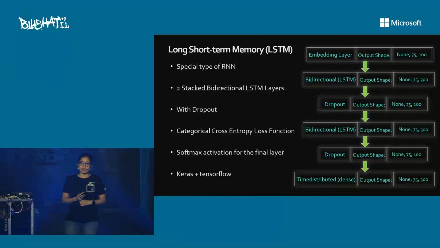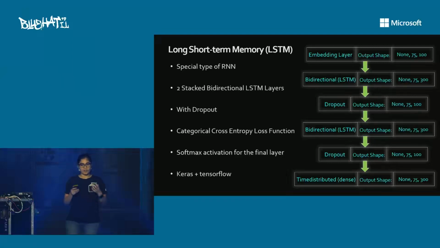We also tried a model based on LSTM. And LSTM is a special type of recurrent neural network. In our architecture, we had two stacked bidirectional LSTM layers with dropout. For our loss function, we used categorical cross-entropy, and we used softmax activation for the final layer.